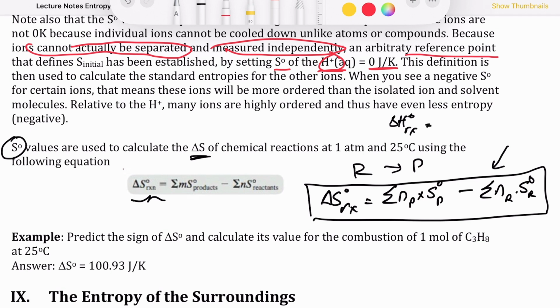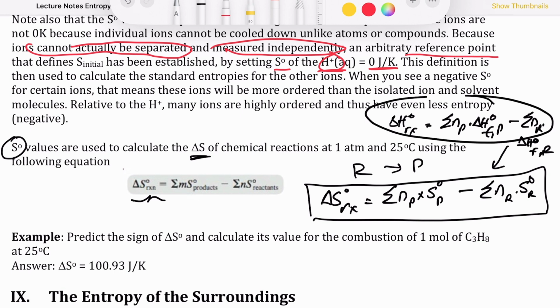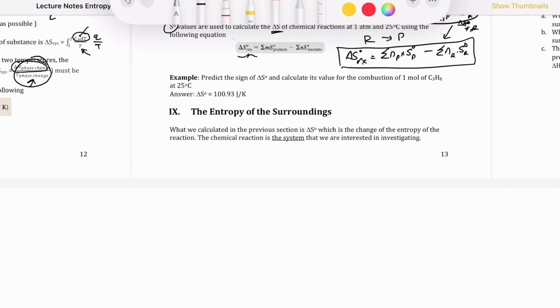Delta H of reaction is the same as the sum of the number of moles of product times the delta H of formation of the product, minus the reactant component times the delta H of formation of the reactant. So I just want to remind you that that's the same exact equation, it's just now being applied to entropy. Let's actually do this in a problem.